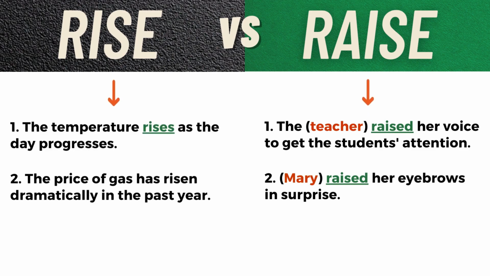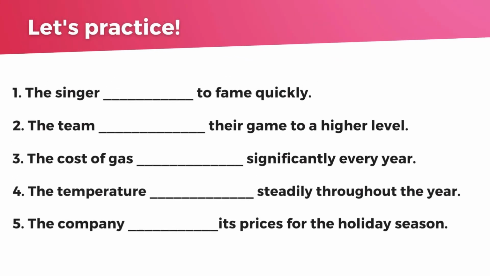The temperature rises as the day progresses. Here we use rise since nothing is causing the temperature to increase. This is a natural occurrence. The same with the price of gas has risen dramatically in the past year. No one is causing the price to go up. It just happened.